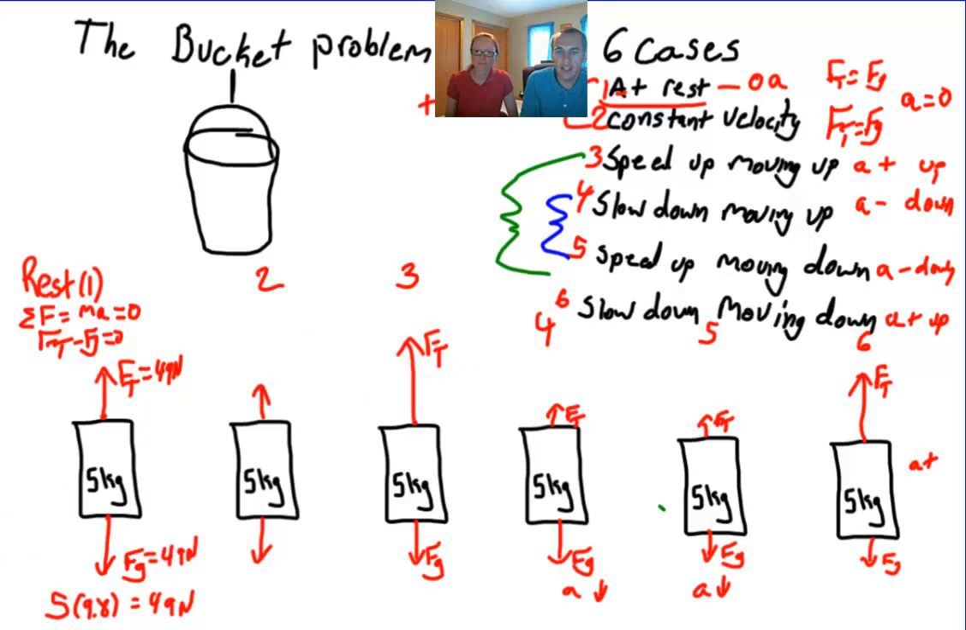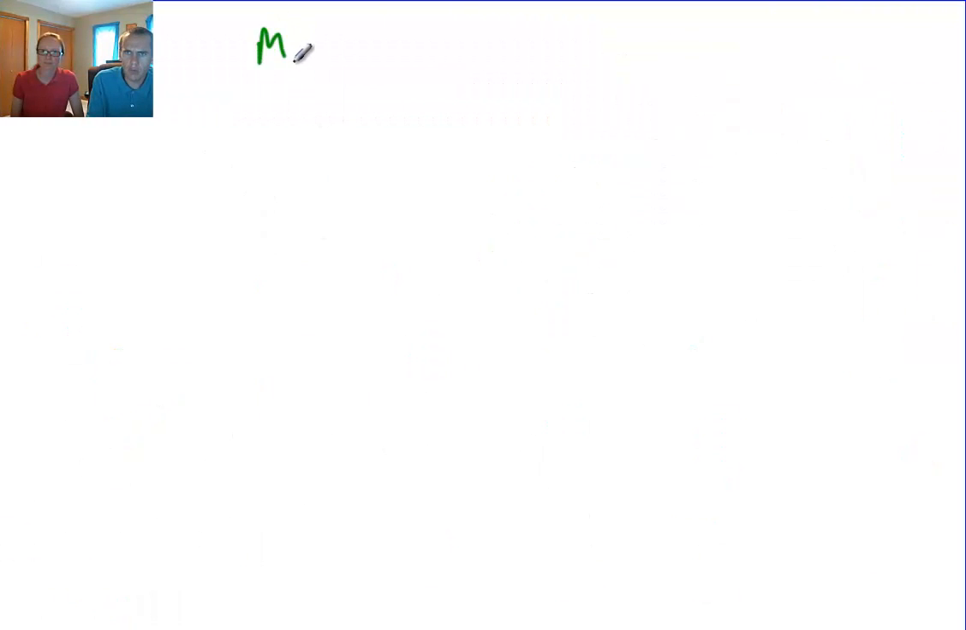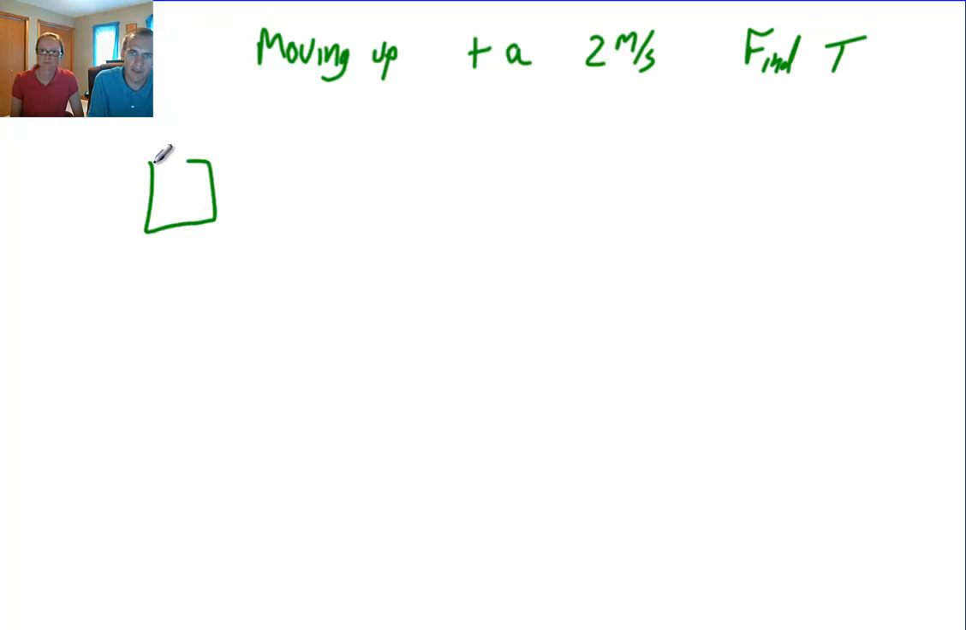So let's say for one, it's moving up with a positive acceleration of 2 meters per second squared, and we want to find tension. Okay, so let me draw the picture real quick. Free body diagram. Here's our 5 kilogram bucket. Here's gravity, Fg, and here's tension, Ft. So it's moving up and it's accelerating up. So it's getting faster moving up at 2 meters per second, per second.